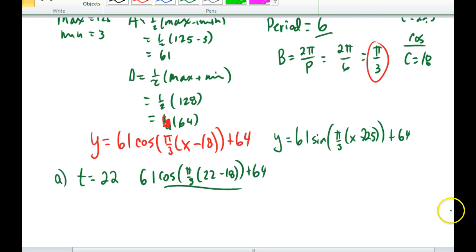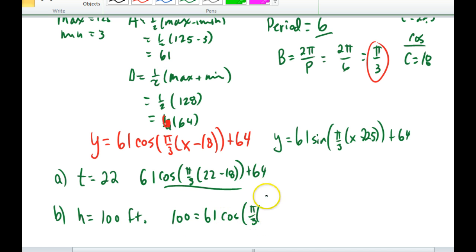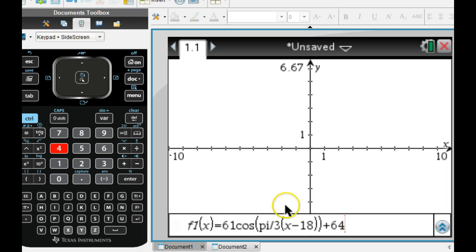The other thing I might ask is, when am I 100 feet off the ground? 100 feet is the actual height of the tower here, but you go 25 feet over the top of the tower. So I might ask, when am I at the exact height of the top of the tower? And so with this, you would set up 100 is equal to 61 cosine pi over 3, and then this would be x minus your 18 plus 64. Okay, so here's my equation.